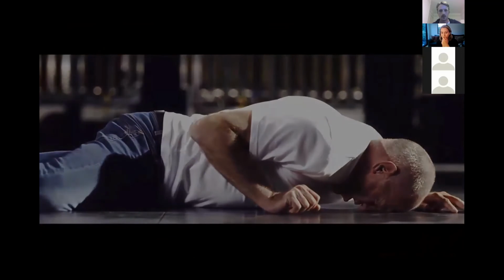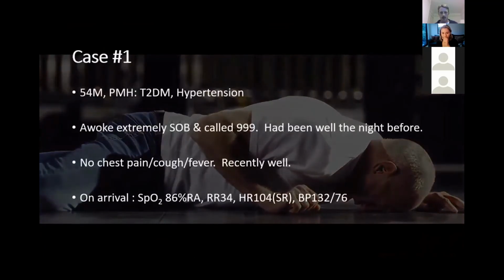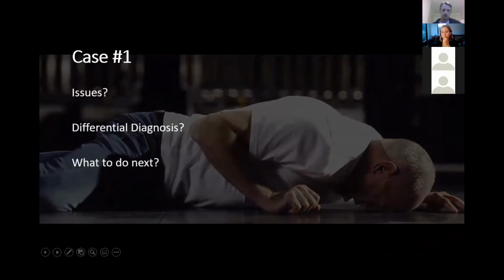So case number one is a 54-year-old man with a background of diabetes and hypertension. He went to bed completely well, and then he wakes up at 3 in the morning, extremely short of breath. He doesn't have any chest pain, any fever, or any cough. He's otherwise been fine. He's a little bit hypoxic and quite tachypnoeic, but he's got a good blood pressure and heart rate and so on. So what are we thinking? What are the issues? What's your differential diagnosis? What are we going to do next?